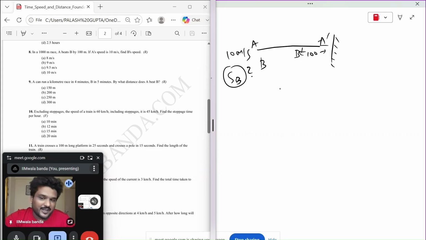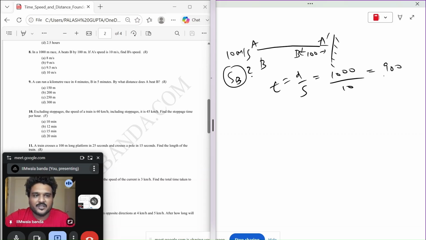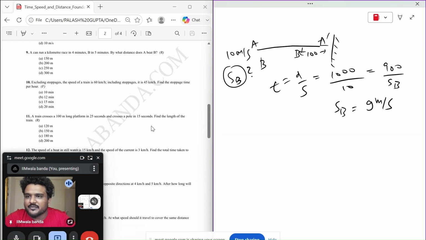Again, because it was a race, time is constant here, time is distance upon speed. So distance covered by A is 1,000, its speed is 10, and distance covered by B was 900, and speed was B. So speed of B will directly come as 9 meter per second. Very basic question, but you get the drift.